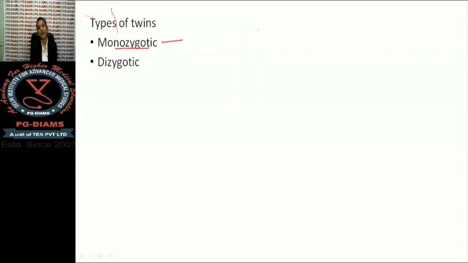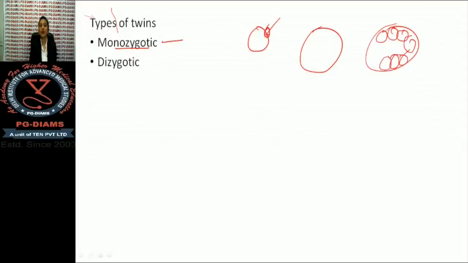Monozygotic is when you have a single oocyte fertilized by a single spermatocyte forming into a single zygote, which then forms a single embryo, which at various stages of development may divide to give 2 fetuses. This is monozygotic. These 2 fetuses will have completely similar genetic makeup. This is monozygotic twinning. The sex of these 2 fetuses will also be same.